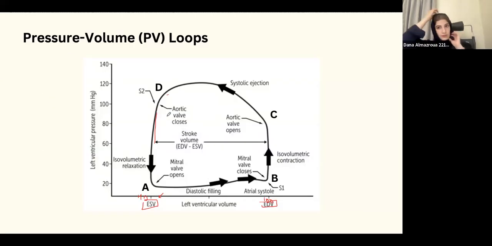And that's it, guys. That's literally it for a pressure volume loop. It's actually so easy if you build it in your head and relate it to what you already studied in the cardiac cycle. Does anyone have any questions regarding the pressure volume loops?